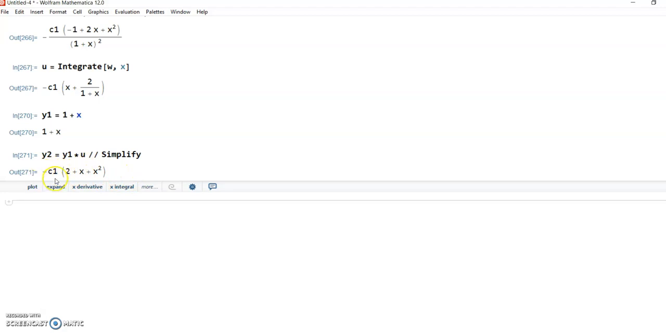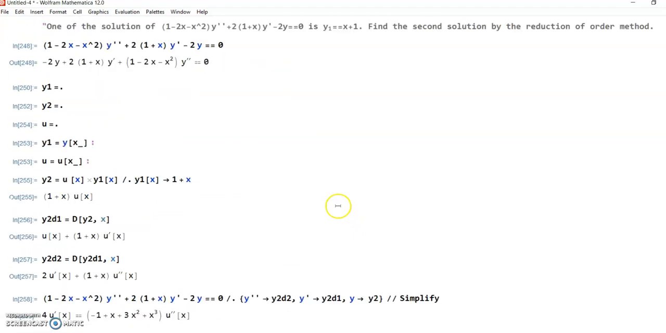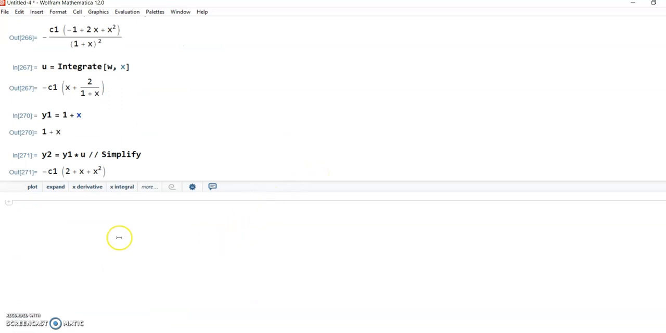So we can just ignore the constant. The second function will be x square plus x plus 2. So this is one method for doing this by the reduction of order. Another reduction of order method uses the reduction of order formula. That I will explain in the next video clip.